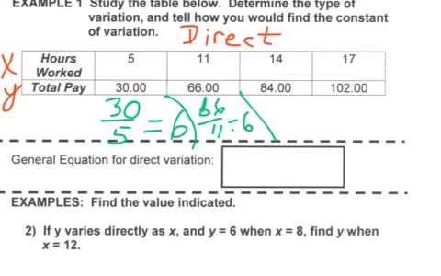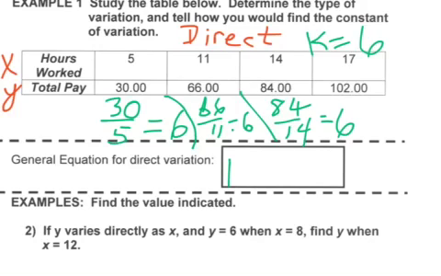84 over 14, that equals 6. So if you are getting the message here, you're earning $6 per hour. $6 per hour is your constant. So K, in this example, is equal to 6. A general equation for direct variation is the constant equals y over x.